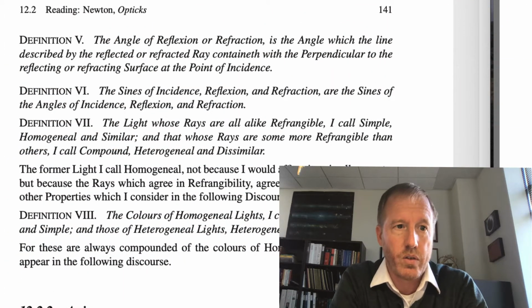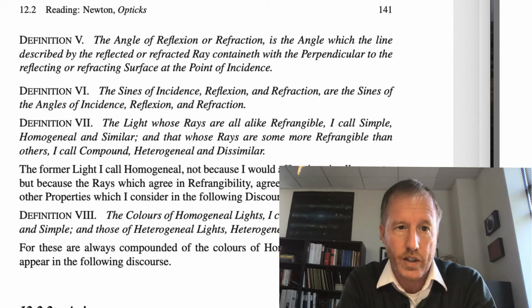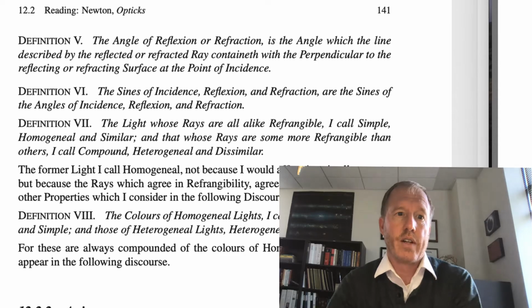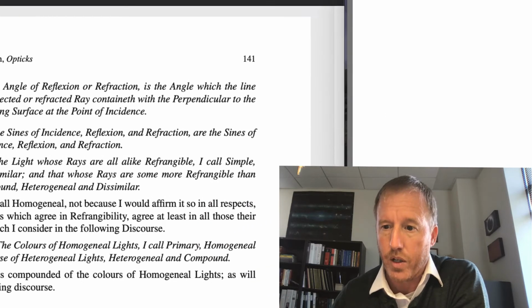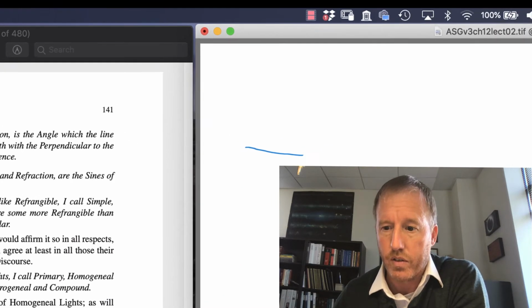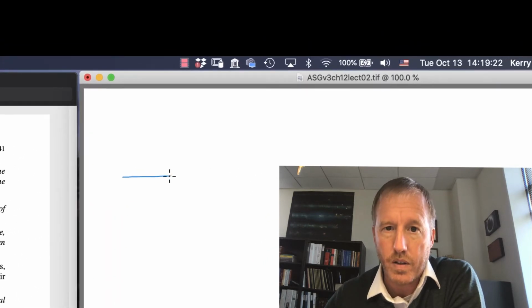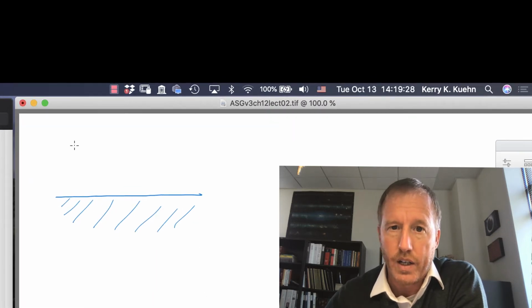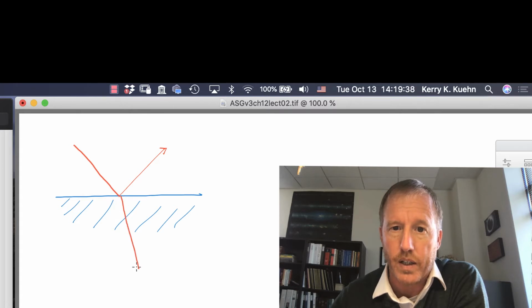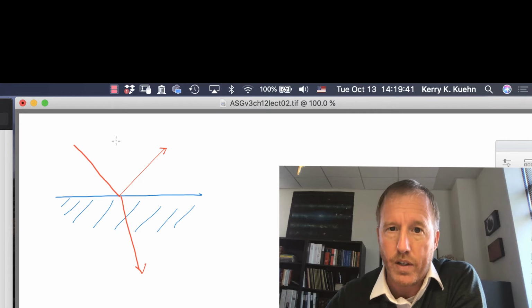In definition 6, Newton says that the signs of incidence, reflection, and refraction are the signs of the angles of incidence, reflection, and refraction. So you might recall that he's here talking about a situation where you have a surface like this. Perhaps this is a surface separating glass from air, and you have a ray of light incident upon the surface, and then that ray of light either reflects off or continues into the medium like this. And you might recall in our previous definitions, he mentioned what he means by the angle of incidence, which would be this angle right here.